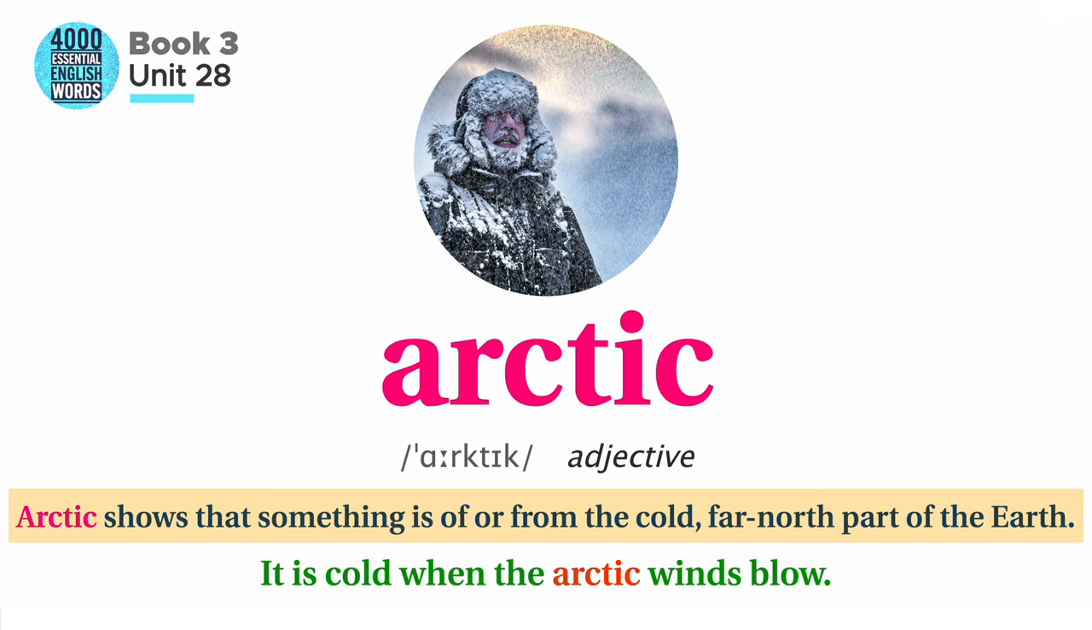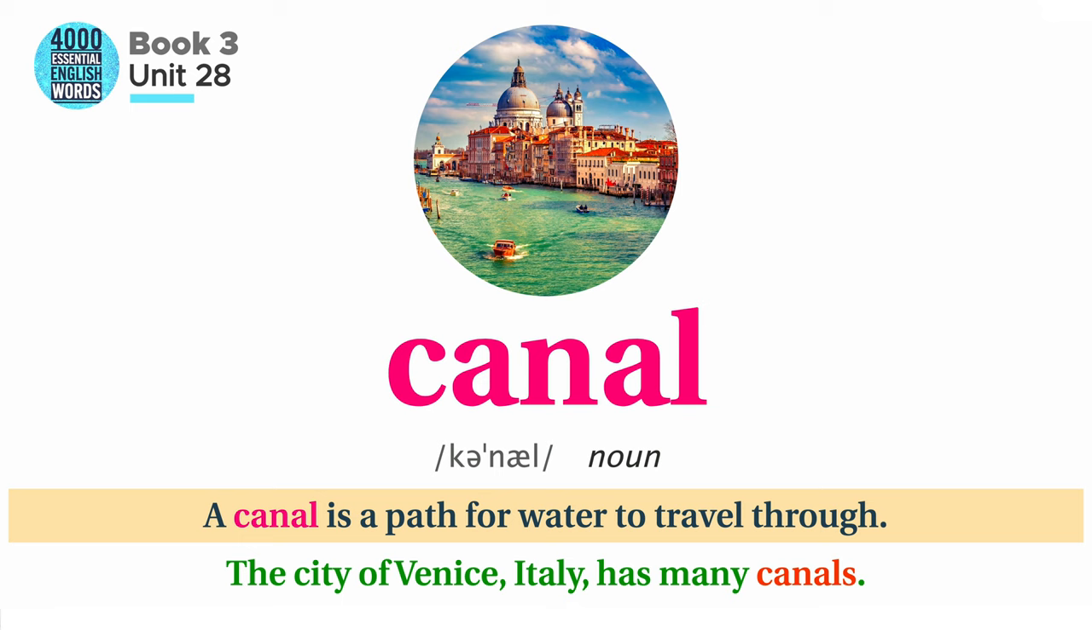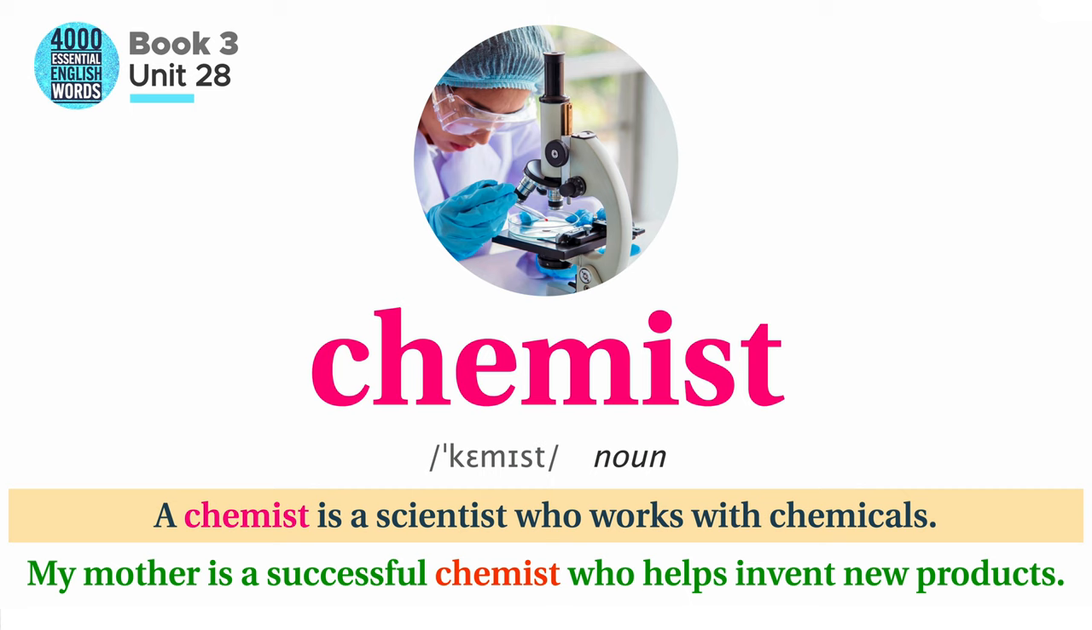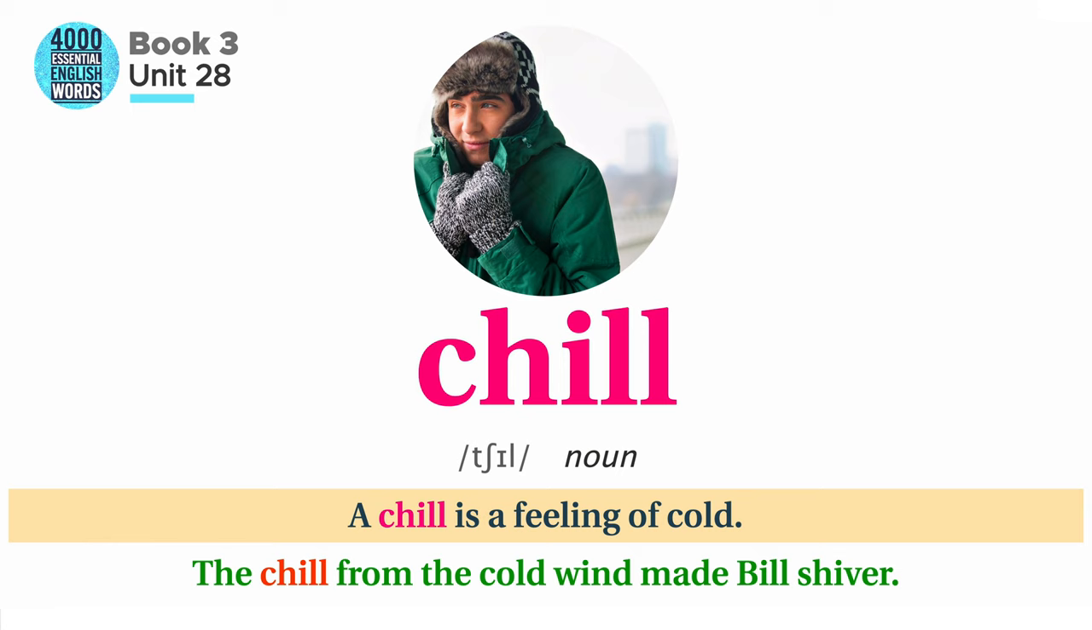Canal. A canal is a path for water to travel through. The city of Venice, Italy has many canals. Chemist. A chemist is a scientist who works with chemicals. My mother is a successful chemist who helps invent new products. Chill. A chill is a feeling of cold. The chill from the cold wind made Bill shiver.